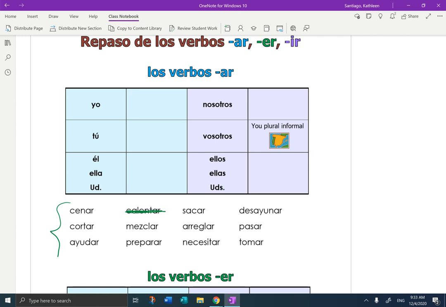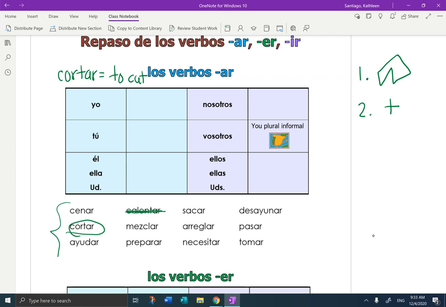Let's choose one and conjugate it. Let's do cortar, to cut. So I'm going to write it at the top of the chart. Cortar equals to cut. If it's a regular verb, all of these are going to be a 2-step process. Chop off the ending and then add in your new endings, which is the conjugation. So it's just a chop and add.